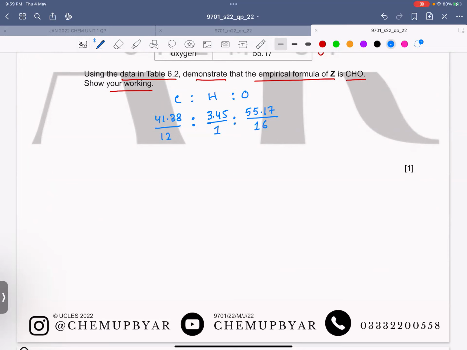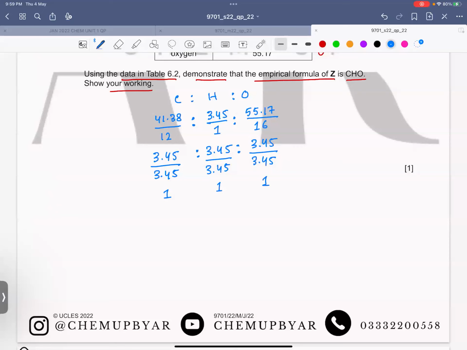Three 3.45. Three point four five for carbon. Yes, sir, all three are the same. Okay, it's 3.45, and for oxygen it is also 3.45. So you see, we are getting the exact same value. So we would divide it by 3.45 because normally we divide it with the smallest one. So it is the smallest one. So we will get one.